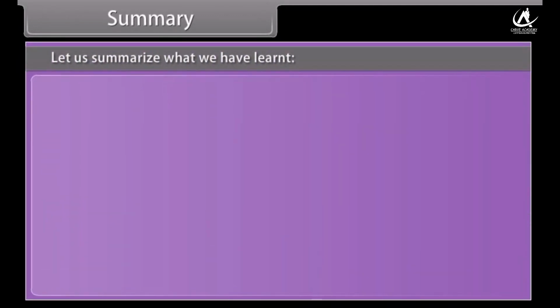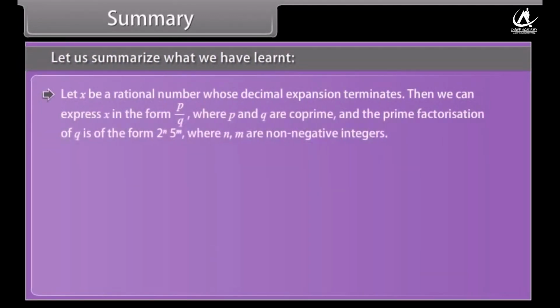Summary. Let us summarize what we have learned. Let x be a rational number whose decimal expansion terminates. Then we can express x in the form p upon q, where p and q are coprime, and the prime factorization of q is of the form 2 raised to the power n, 5 raised to the power m, where n, m are non-negative integers.